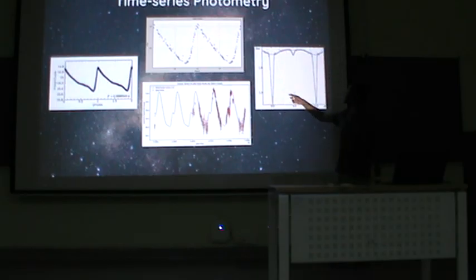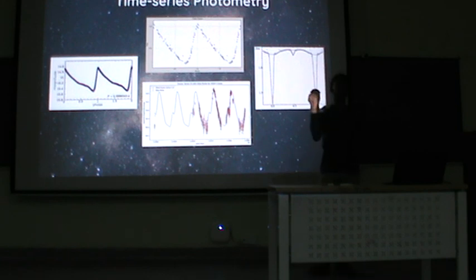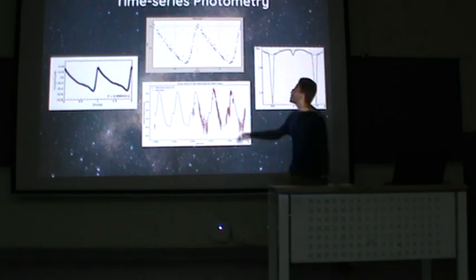This kind of plot you will see observed for an eclipsing binary. When you have two stars orbiting each other and one star comes in front of the other, that basically blocks some light of the star behind it, and that is why you see dips in the plot. So this is for an eclipsing binary.